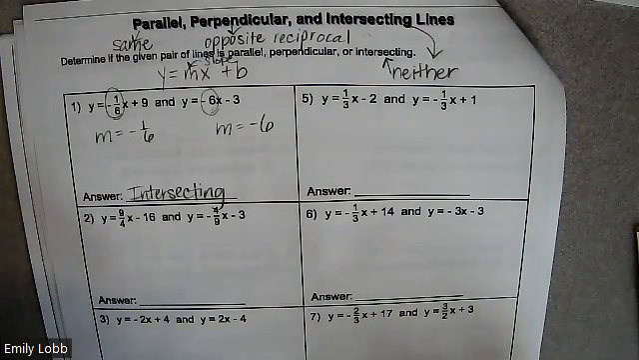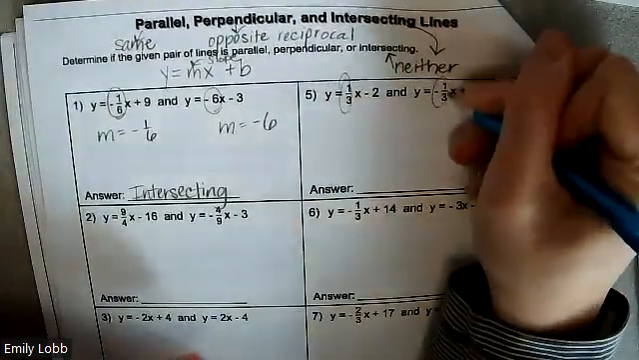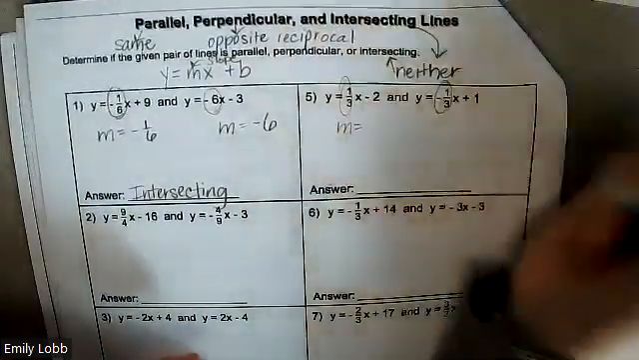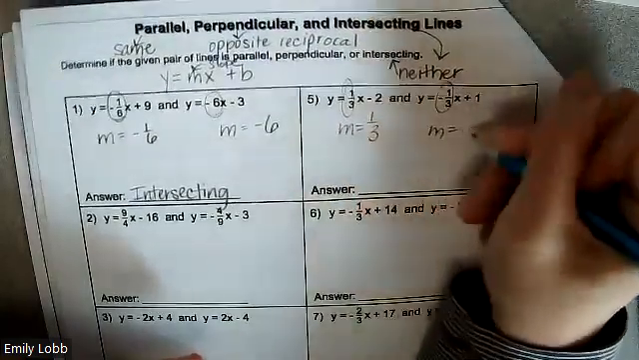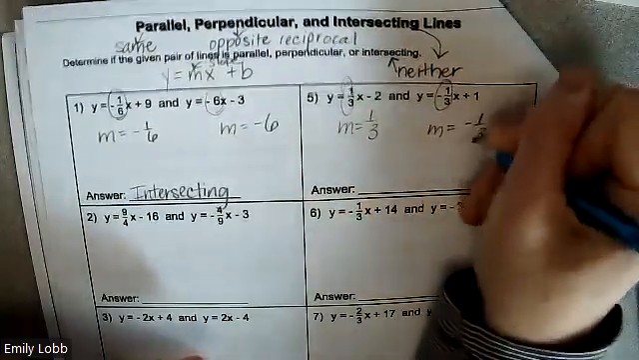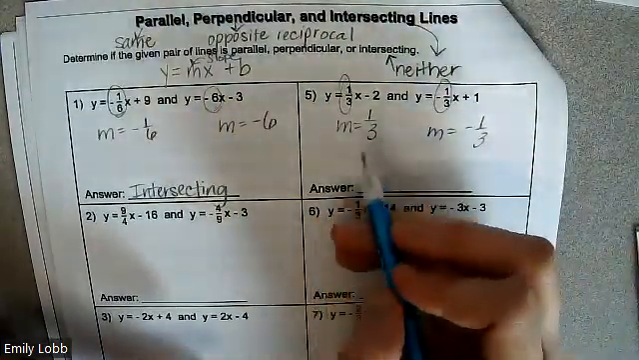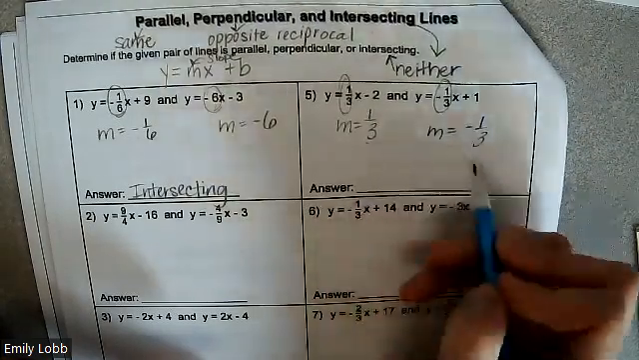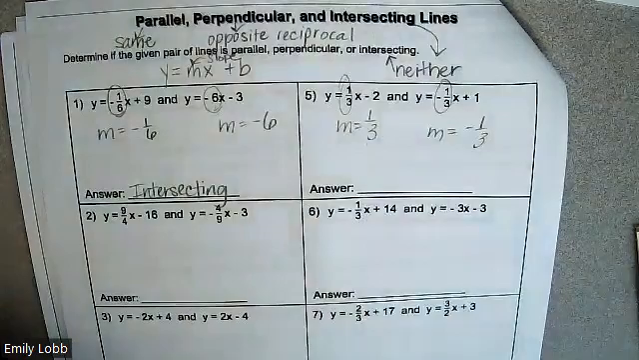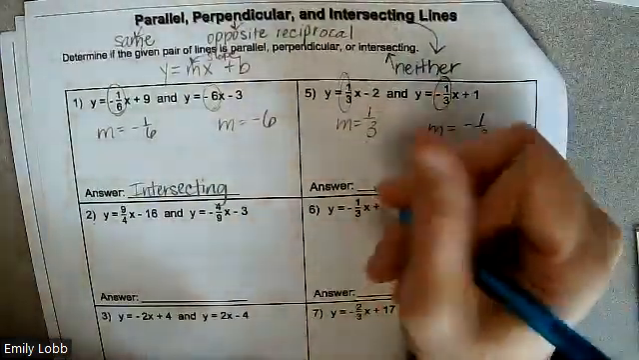Okay? So here again, we're looking at our M's. This slope is what? 1/3. This slope is negative 1/3. Are these the same? No. Are these the opposite? Yes, they are the opposite. One's positive, one's negative, but are they the reciprocal? No, so these are also intersecting.